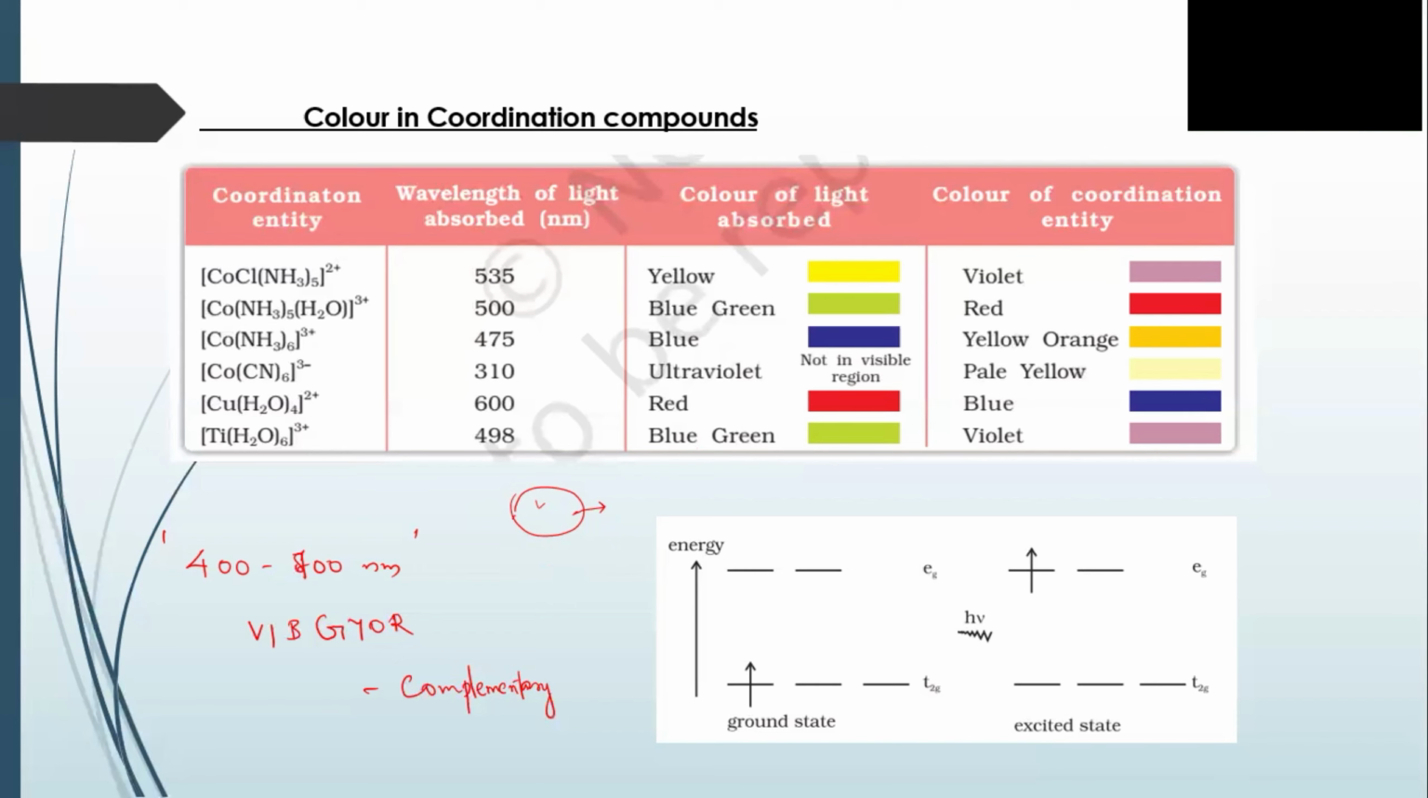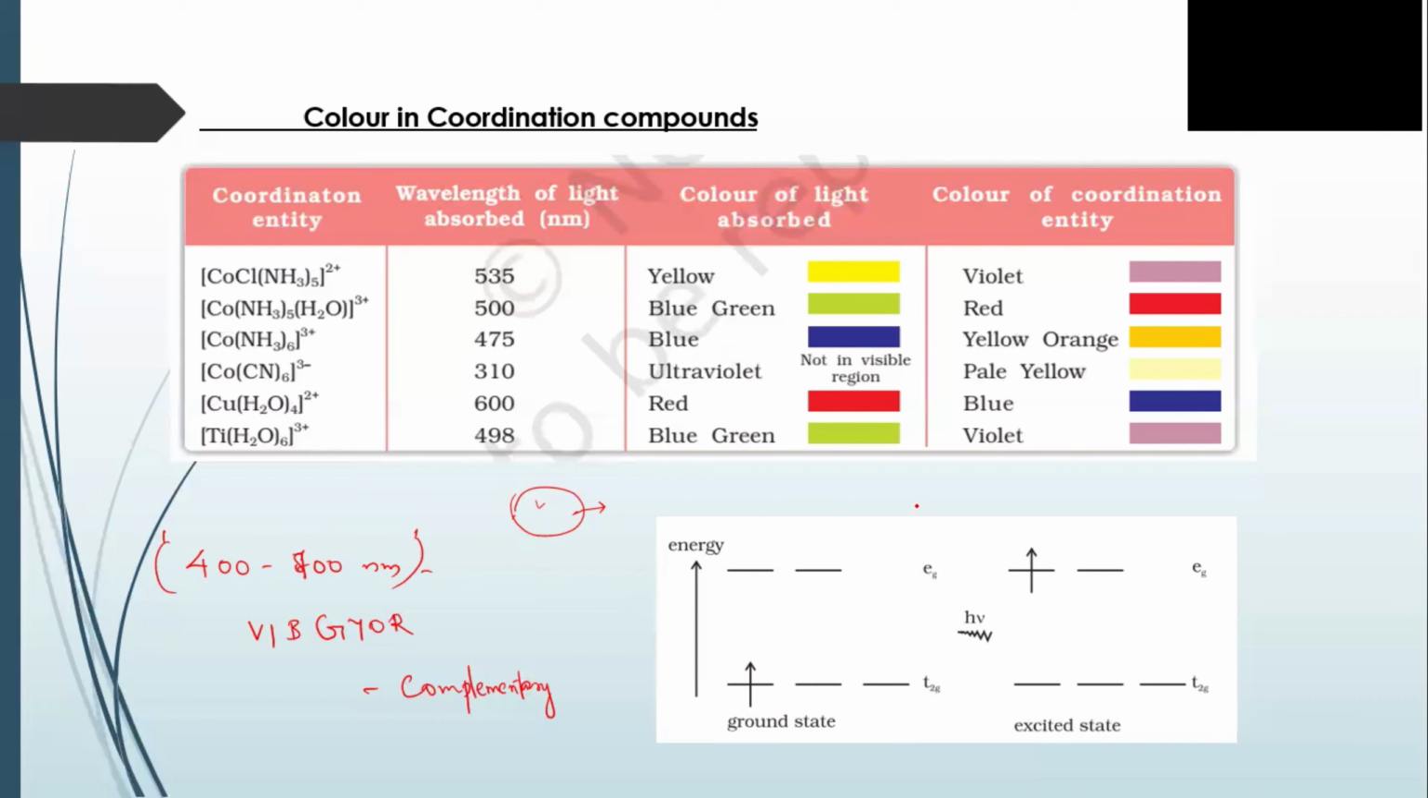So while coming to the coordination compounds, what is happening is that this difference between the T and E levels is in this region between 400 to 700 nanometers. So in complexes, an electron absorbs energy in this region. An electron in the lower level absorbs the energy corresponding to the visible region and gets excited to the higher D levels.